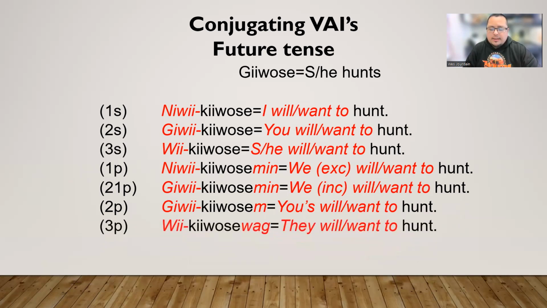Third person plural. This is the one where we're talking about she or he over there, but then him and her too. They, all three of those over there that we just explained. Wi kiwosewag. They will hunt or they want to hunt.